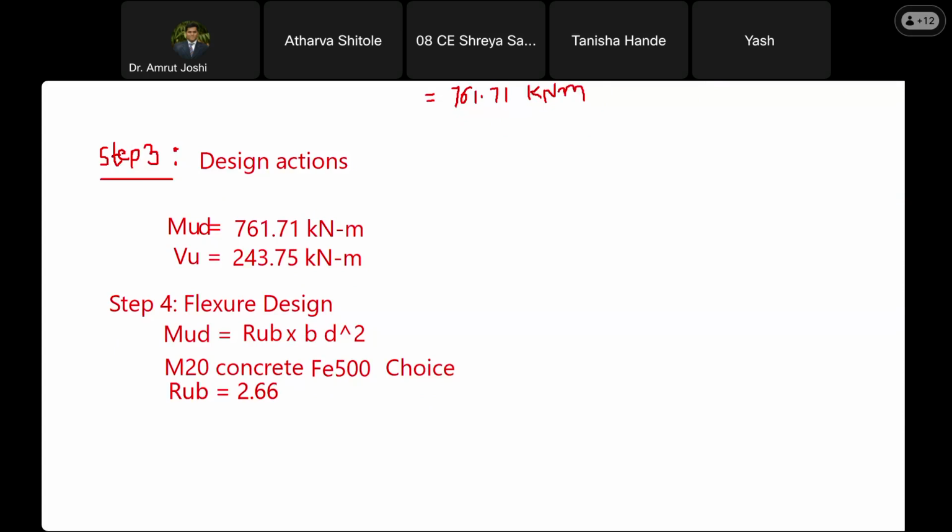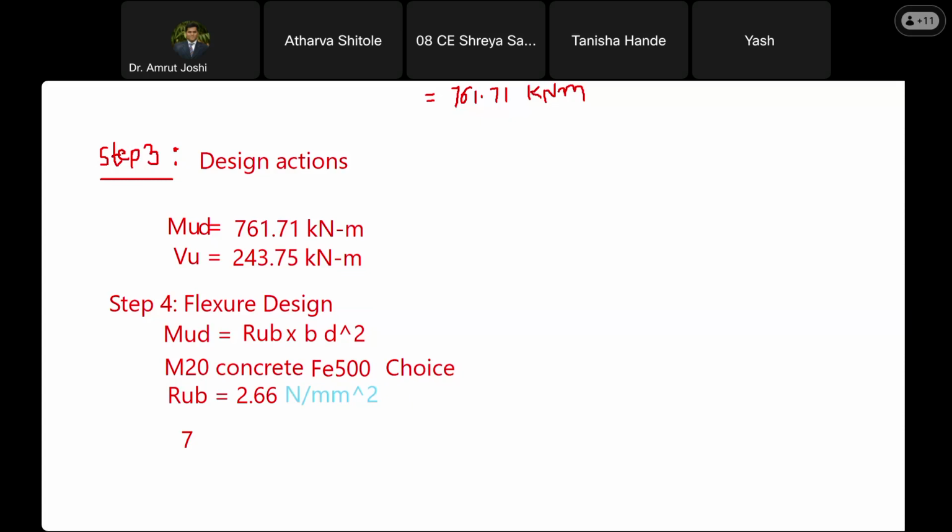Happy? Yes, sir. So I will plug this value here. MUD is 761.71, so let me substitute that. And by the way, what is the unit of RUB? Can you tell me the unit? It is Newton per mm square, right? Yes, sir. This is how we have derived it. Therefore, I must substitute all forces in Newton and all lengths in mm.